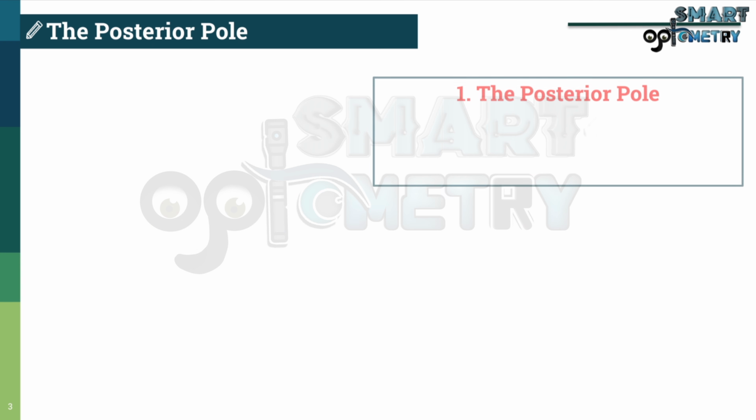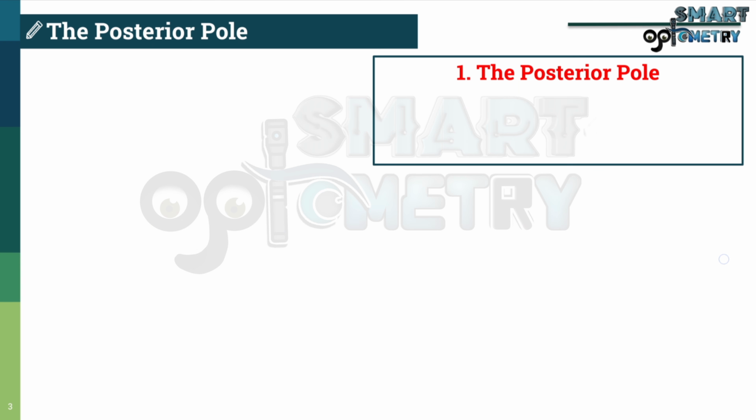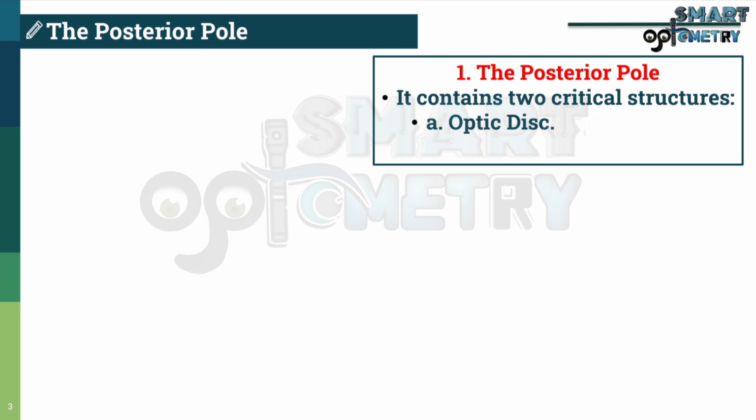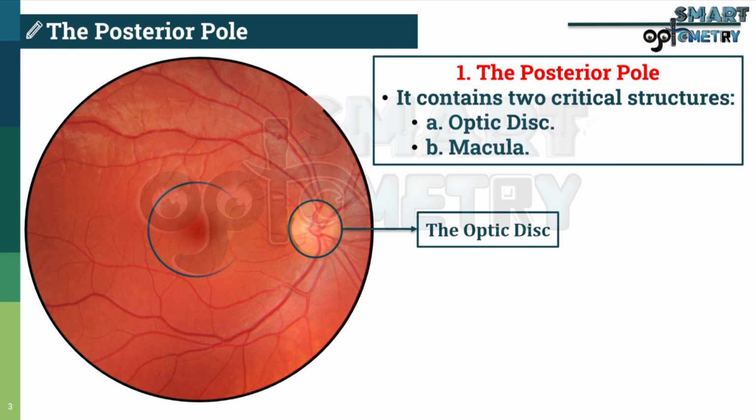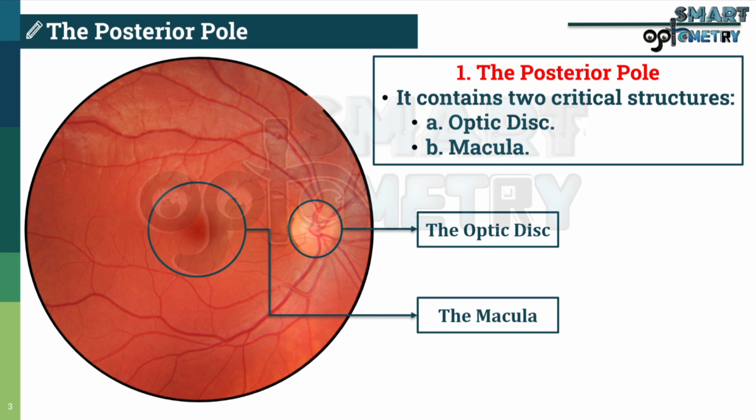Now let's know details about the posterior pole. The posterior pole has two critical structures, one the optic disc and two the macula. If this is the figure of the posterior pole of the retina, then this is the optic disc and this area is the macula. Now we will know in detail about the optic disc and macula separately in the coming slides.